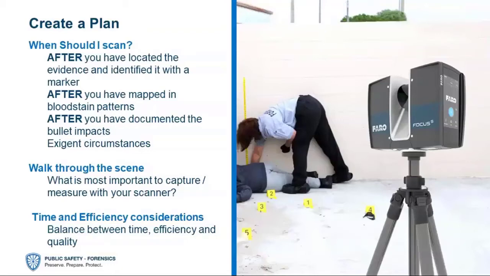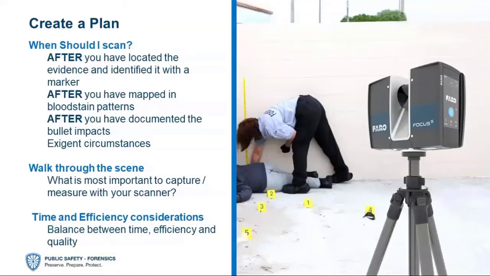One of the number one questions that I get asked when I'm visiting agencies is, when do I scan? Some agencies want to grab that scanner and use it as what we call an as-you-found-it or in situ device. Well, that's what your crime scene photography is for. So I don't want you to do that. I want you to wait until you locate the evidence and identify it with a marker. Why do I want you to do that? Well, because that way you know exactly where everything's at in your scene, and it's very valuable to you when you're in the courtroom. Do you want the jury paying attention to you, or do you want them distracted searching for the item you're talking about because it's not identified?